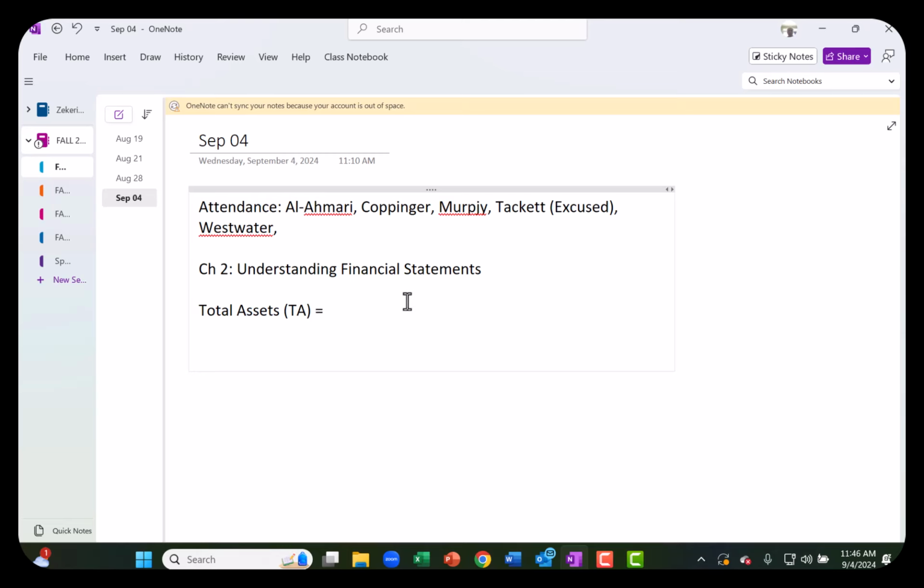Total assets are equal to total liabilities, abbreviated to TL, plus total equity. Sometimes we're going to call that owner's equity. Sometimes we're going to call that shareholders' equity. If I don't say anything and just say equity, that means I'm referring to total equity.